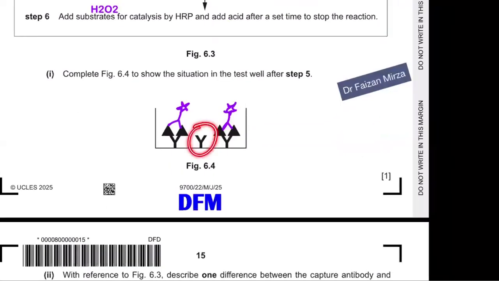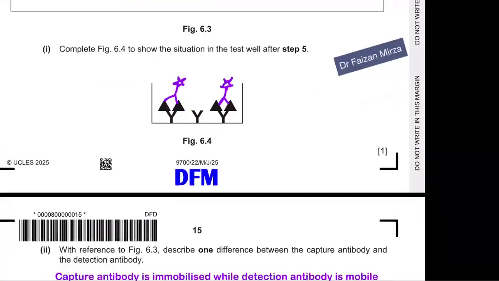Why did we not attach the antibody here? This detection antibody is not attached here because the detection antibody variable region is not complementary to the variable region of the antibody. It is complementary to the antigen. So both the antibodies have a variable region complementary to the antigen. So that's why they both attach here.